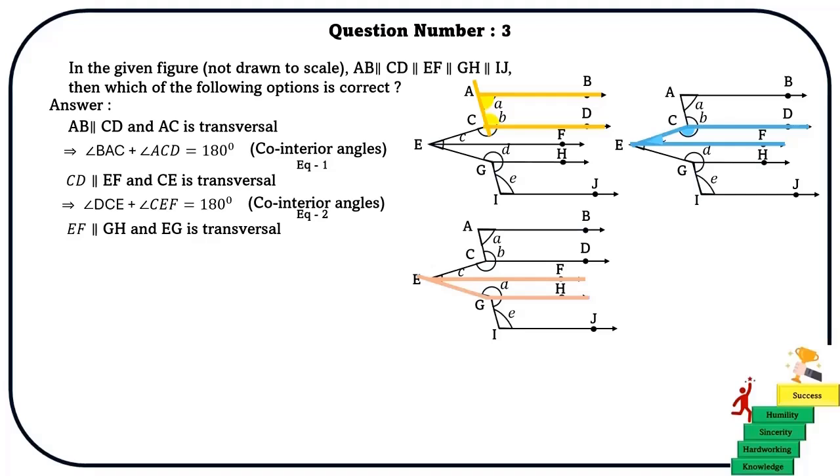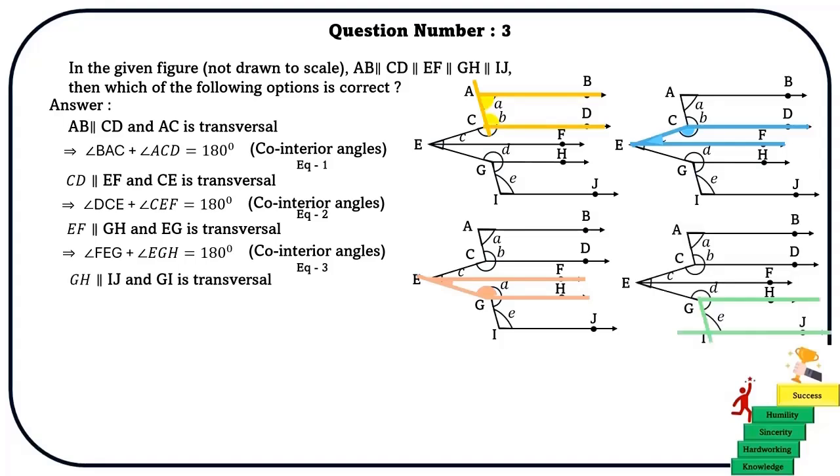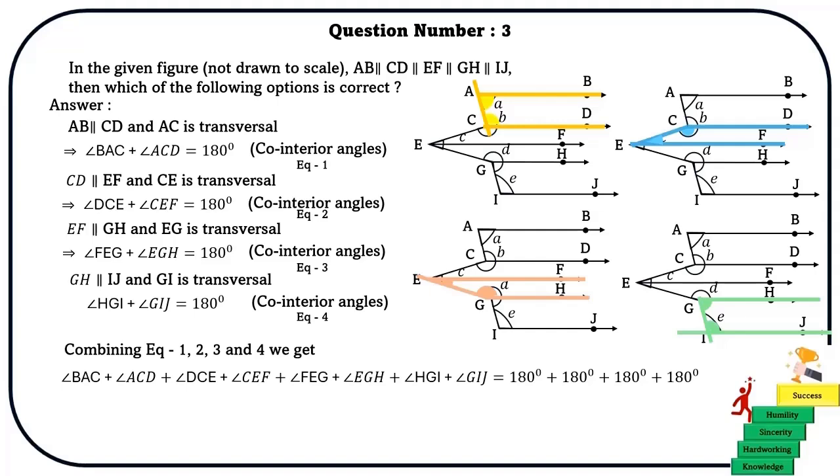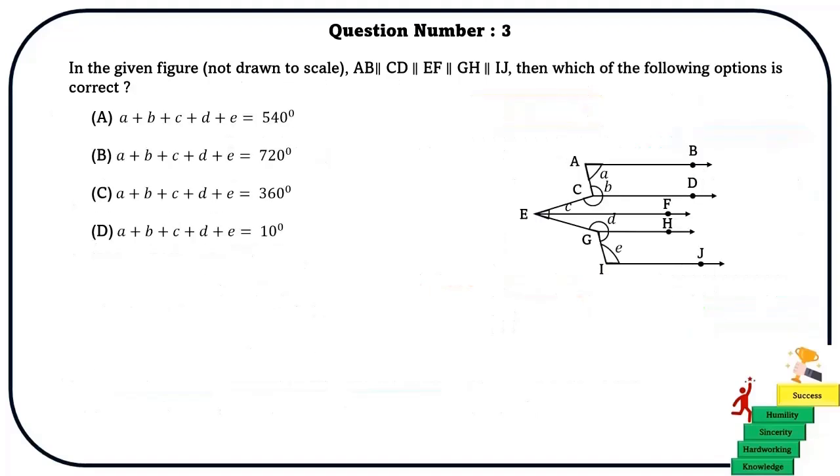Now, EF is parallel to GH and EG is a transversal. So, angle FEG plus angle EGH is equal to 180 degrees because it's a co-interior angle. Now, GH is parallel to IJ and GI is a transversal. Similarly, angle HGI plus angle GIJ is equal to 180 degrees because they are co-interior angles. Now, combining equations 1, 2, 3 and 4, we can get this following expression. So, A plus B plus C plus D plus E is equal to 720 degrees.